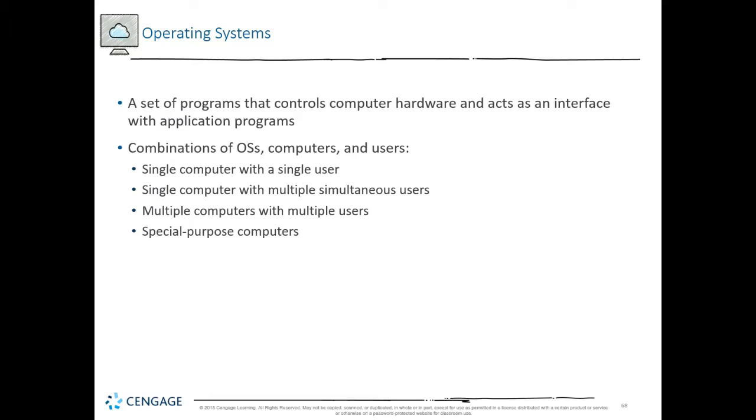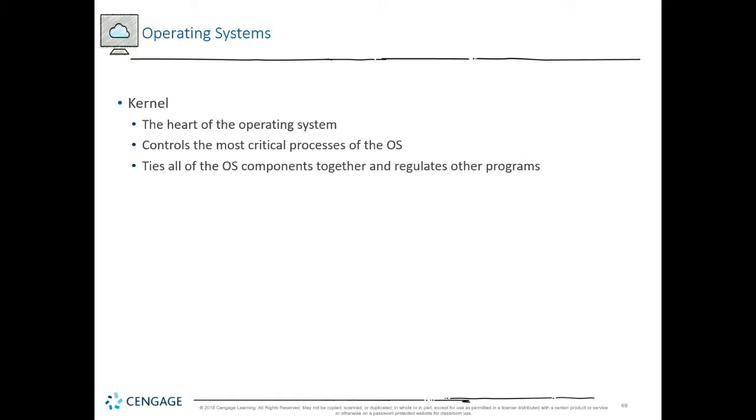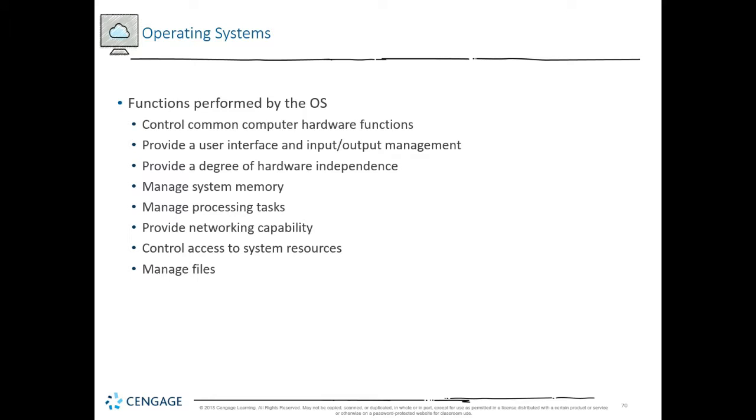Single computer with a single user. Single computer with multiple simultaneous users, multiple computers with multiple users, and special purpose computers. Kernel, the heart of the operating system, controls the most critical processes of the OS, ties all the OS components together, and regulates other programs.